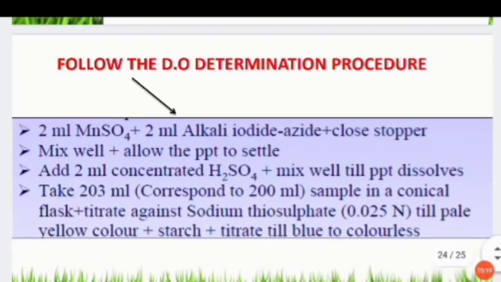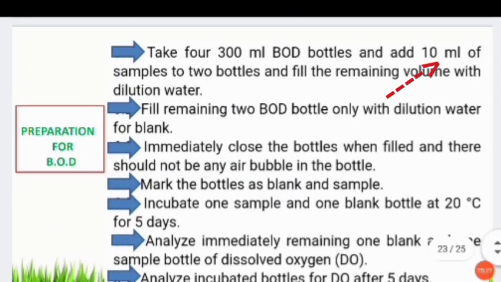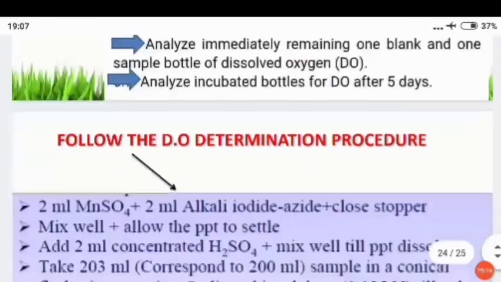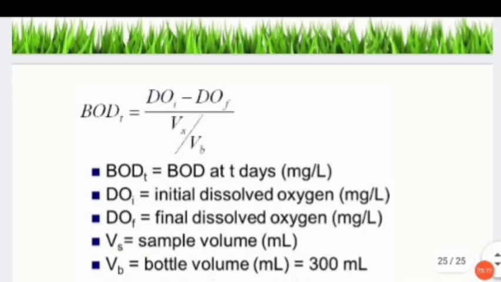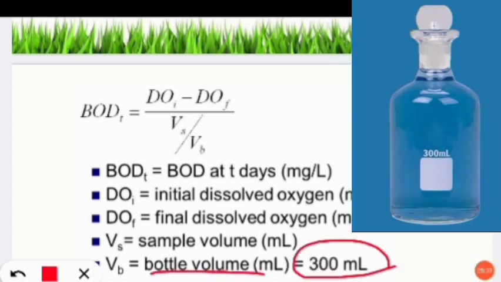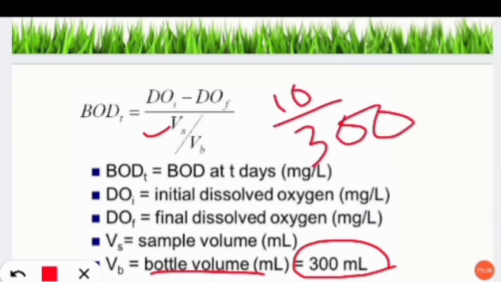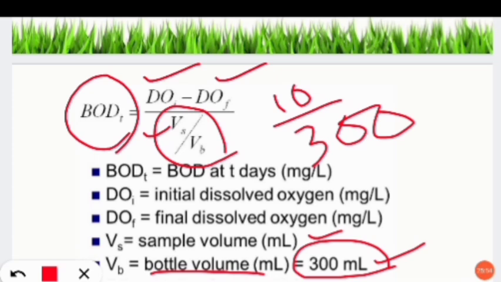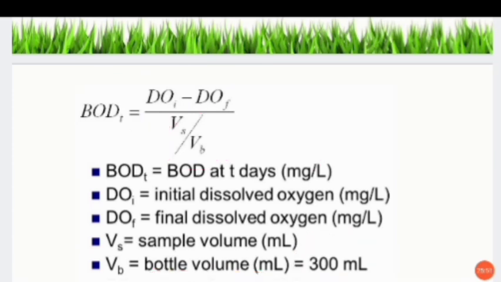How much sample have we taken? Let's go back and see. We have taken the sample as 10 ml. And the other volume is VB, the bottle volume. The BOD bottle has a volume of 300 ml. So here VS will be 10 ml divided by 300 in this case, but whatever you are taking, you can use the same value. In this way we get DOI minus DOF divided by this ratio, VS by VB, that is sample volume divided by bottle volume. That will give the biochemical oxygen demand of the water sample which we are going to analyze.